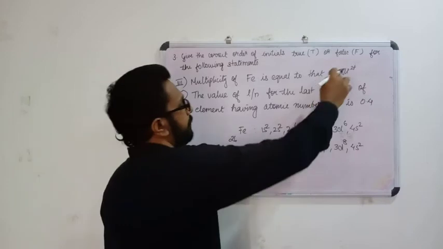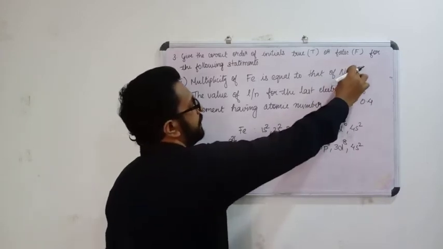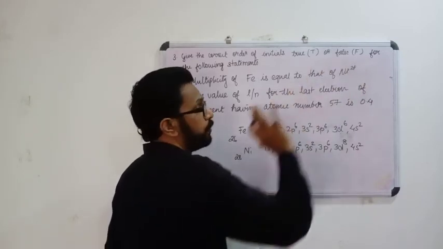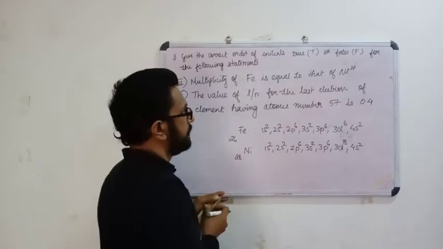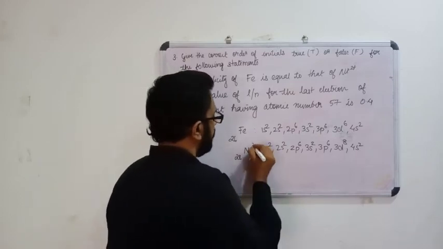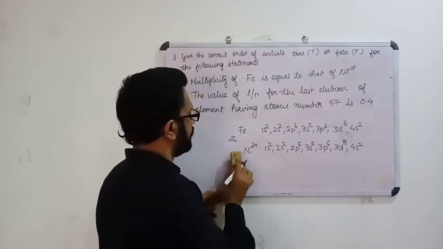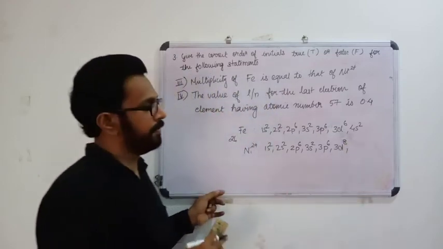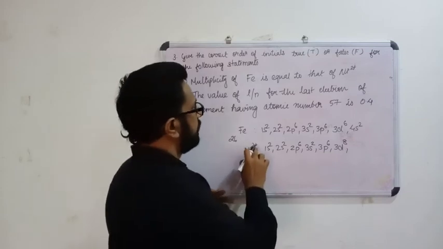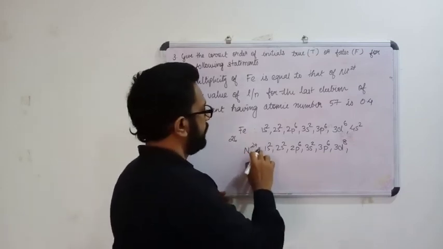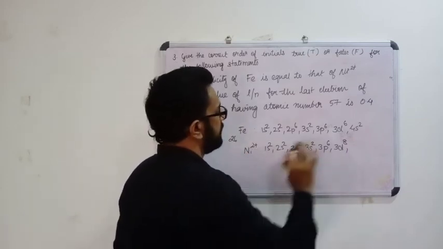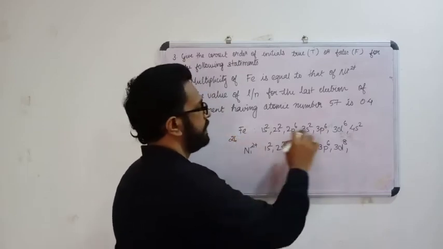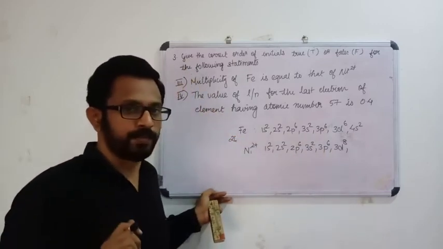Now we have to find out the multiplicity of Ni2+. So what is Ni2+? That means you have to remove 2 electrons. So the configuration of Ni2+ is 3p6, 3d8 and the configuration of Fe is 3d6, 4s2.